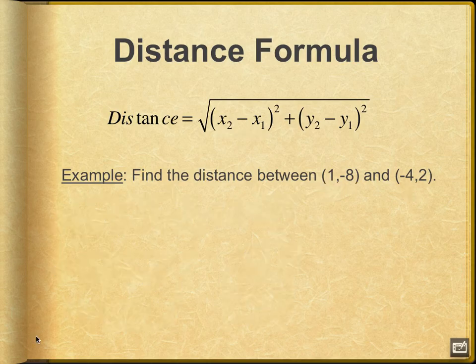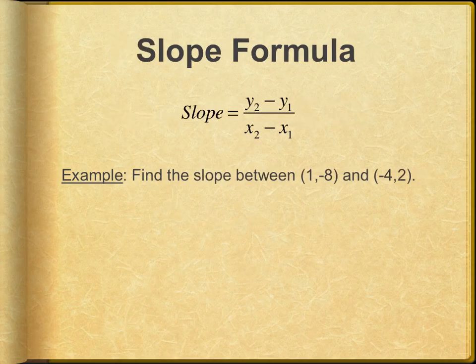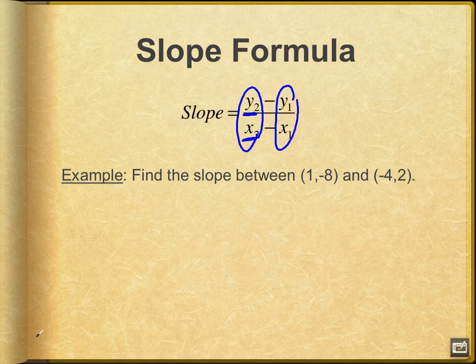Okay, we have one more formula to review, and that's slope. Remember, slope is rise over run. It's a measurement of the steepness between 2 points. So the slope formula is y2 subtract y1 over x2 subtract x1. What's really important is this y2, x2 and this y1, x1. These are each points. So you have to make sure that these two numbers come from the same point and these two numbers come from the same point.